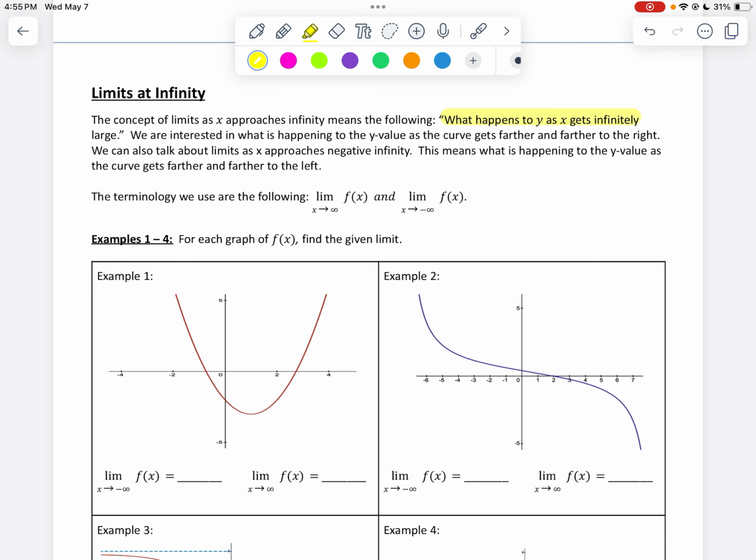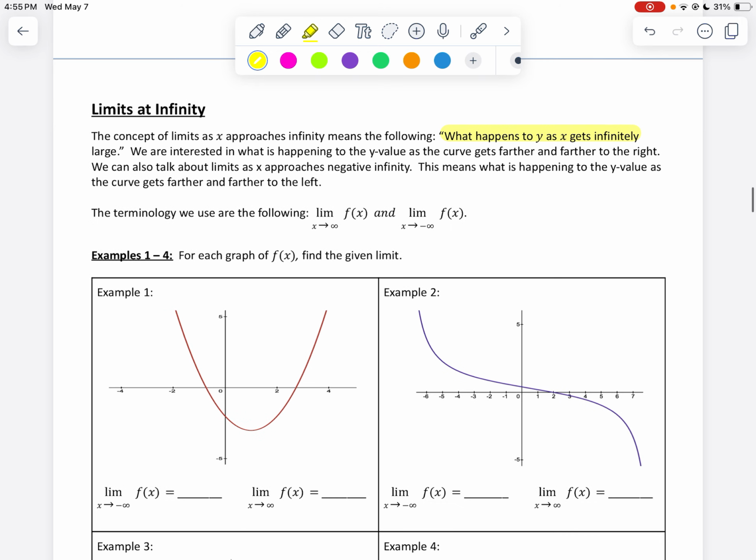All right, let's go ahead and talk about the next part of these notes. So we did page 21 in class together. We're going to take a look at 22 to 25. Okay, so we're going to talk about limits at infinity.